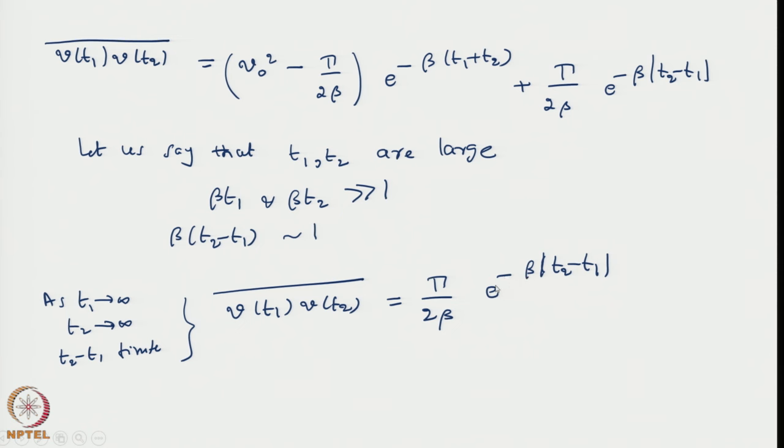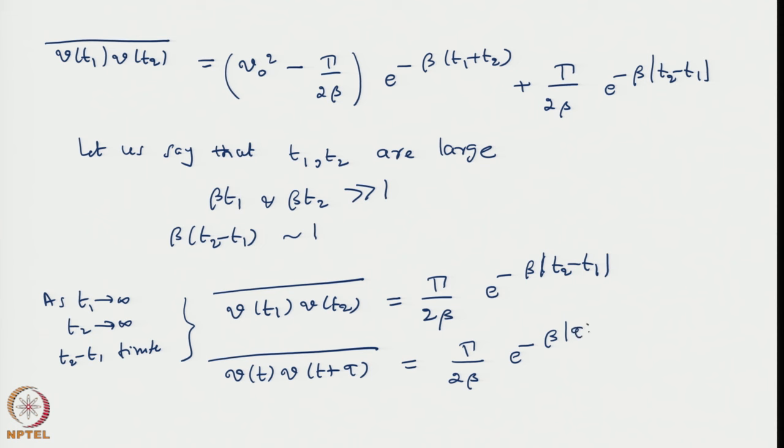We can write this in a better, more transparent way: if T2 is T1 plus tau and T1 we call T, then often it is written as the autocorrelation between velocities at time T and T plus tau is simply gamma by 2 beta e to the power minus beta mod tau.